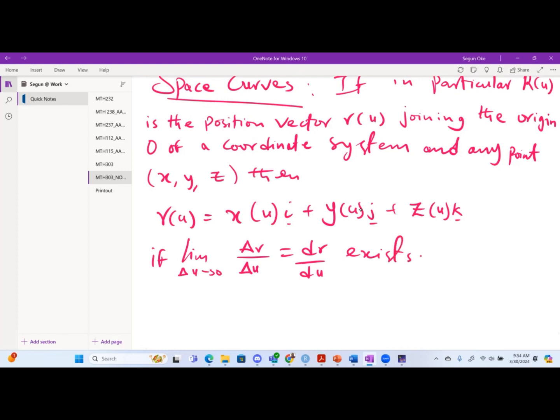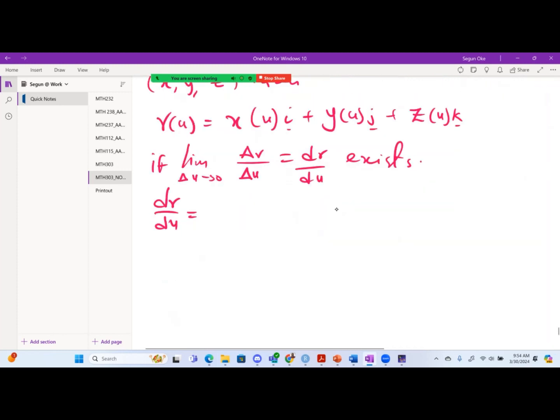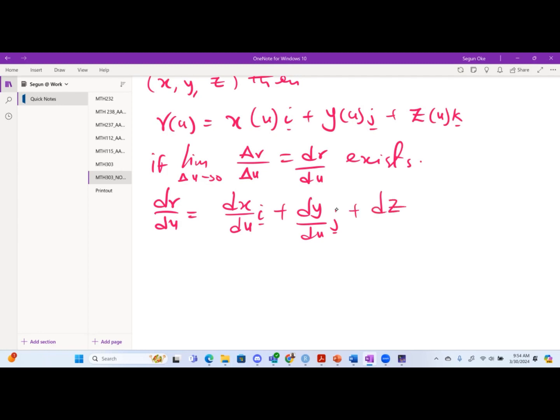So at this point, if it exists, we have dr/du equals dx/du i plus dy/du j plus dz/du k. So all these are the formulas that we'll be using in order to solve some of those problems.